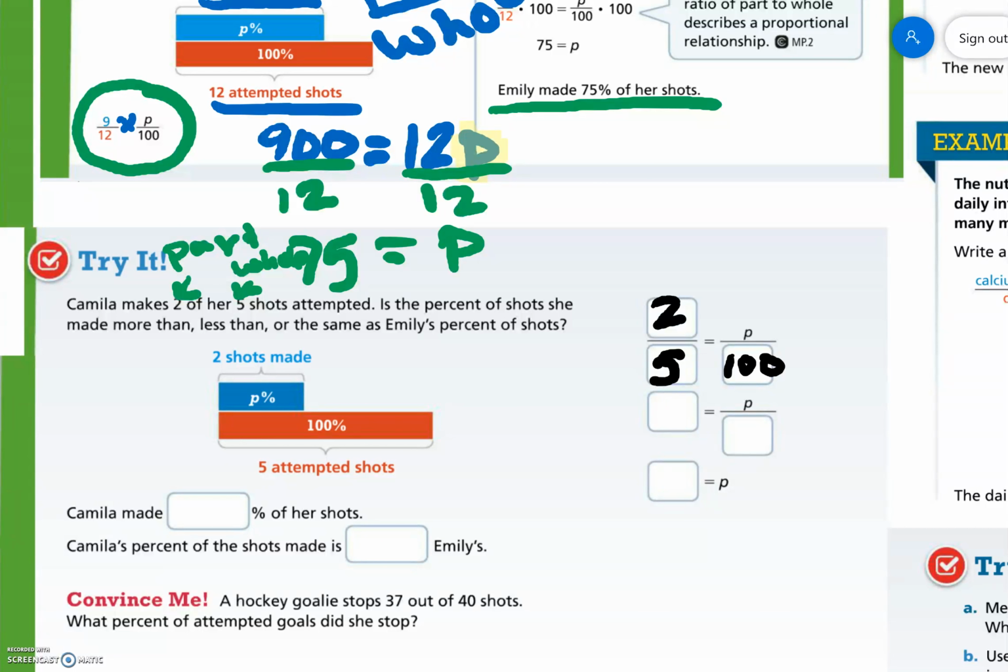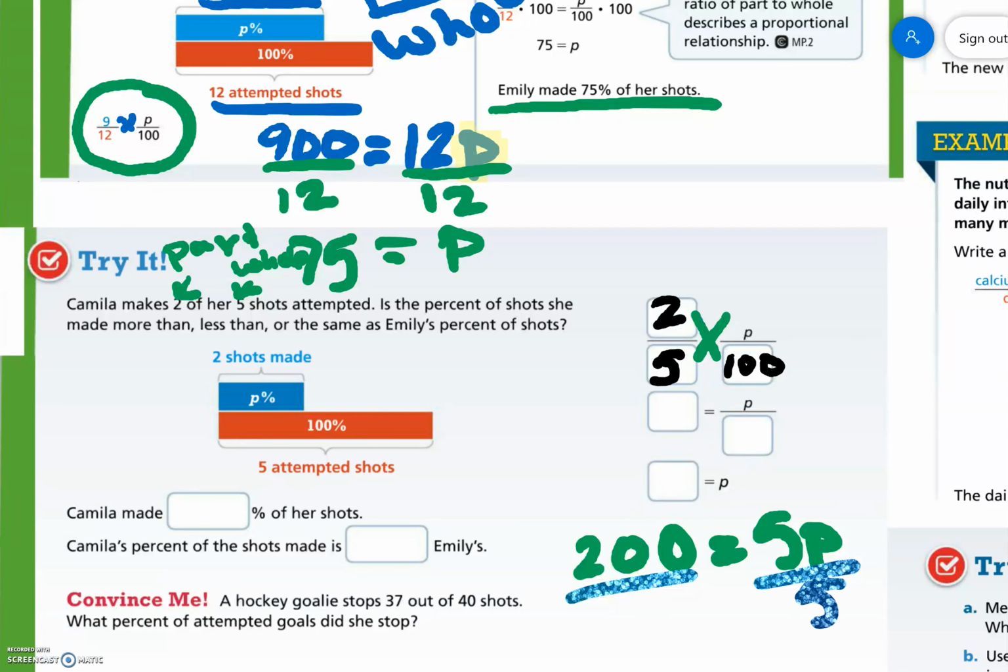Okay, so I'm not going to follow their steps. I'm just going to cross multiply. 2 times 100 equals 200. 5 times p is 5p. So we divide both sides by 5 because we're trying to get that p by itself. And we end up with p equals 40. So Camilla made 40% of her shots, and Emily made 75% of her shots. So Camilla's percent of shots made is less than Emily's.